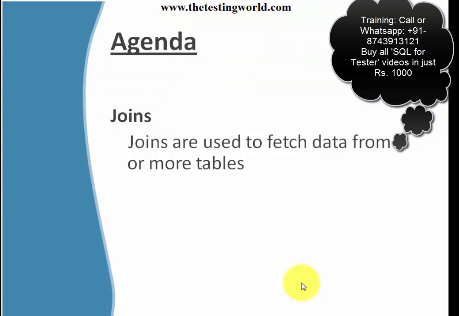First, we need to understand what a join is. Joins in SQL are used to fetch data from two or more tables. So when we have data present in multiple tables and we want to get the data from these tables in a single query, in that case we use joins.